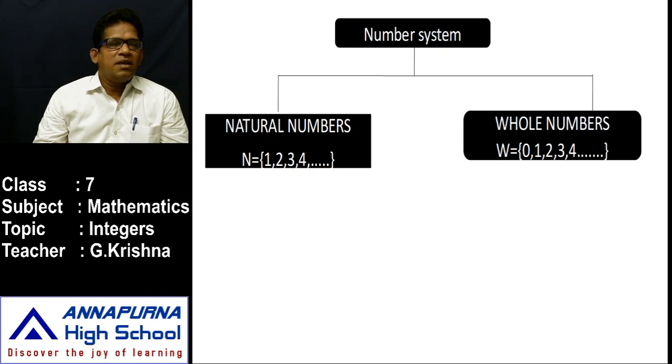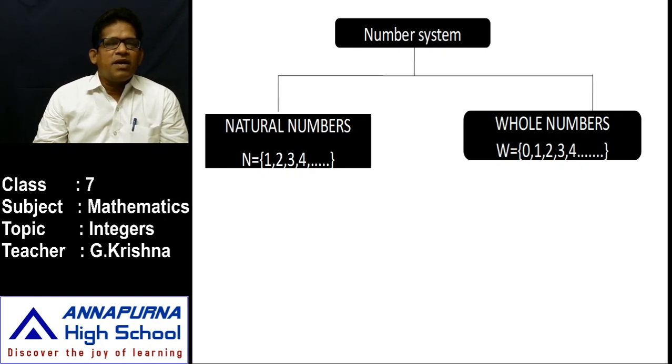Suppose I ask you to count the objects, or count the number of benches in the classroom. What will we do? We will start from 1. 1, 2, 3, 4, 5, like that. We can count the objects. Therefore, natural numbers start from 1 and end with infinite. Natural numbers are denoted by capital letter N.